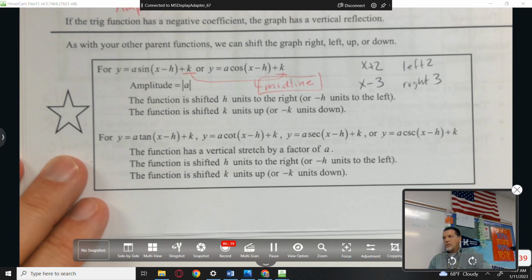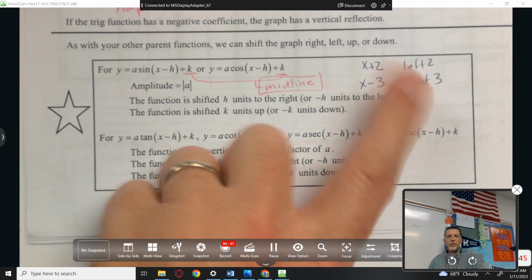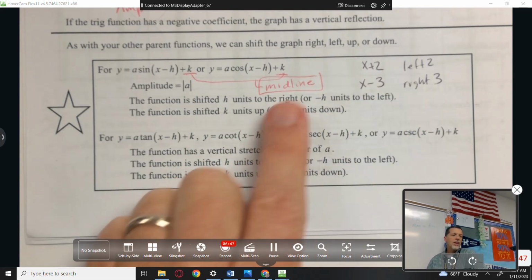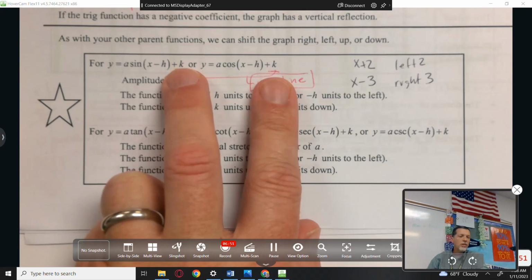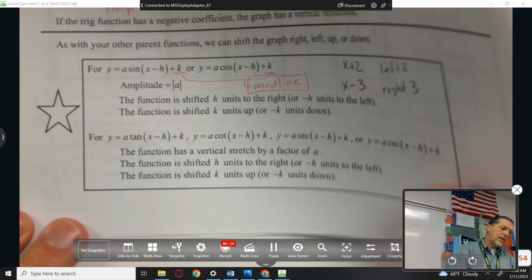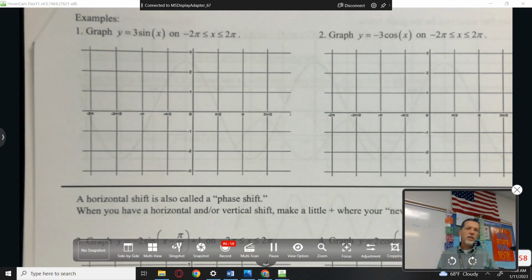So whether it's parabolas, lines, ellipses, it doesn't matter. If it's in there with x, it controls it in x like it always does. If it's not in there with x, if it's out by itself, it's an up and down control. Let's see if we can put some of this to use here.